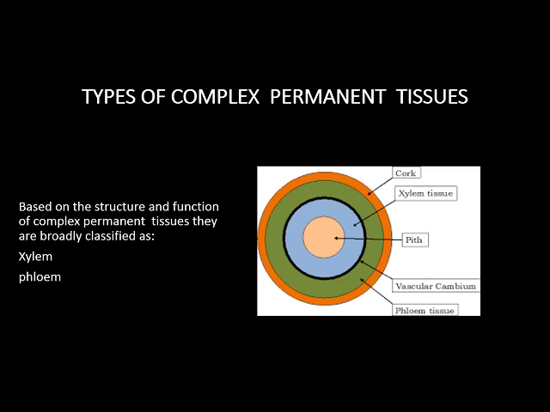Children, now our topic is complex permanent tissue. Complex permanent tissue, the name is given complex not because they are very complicated. Yes, they are a little bit complicated, and one tissue consists of four different cells.